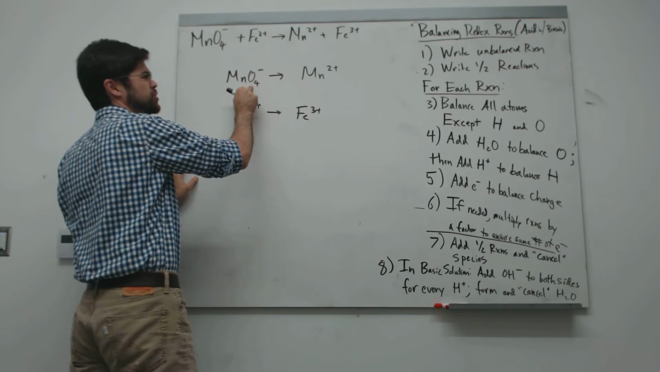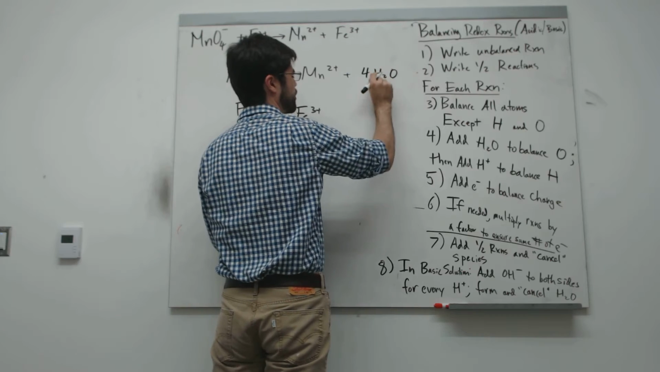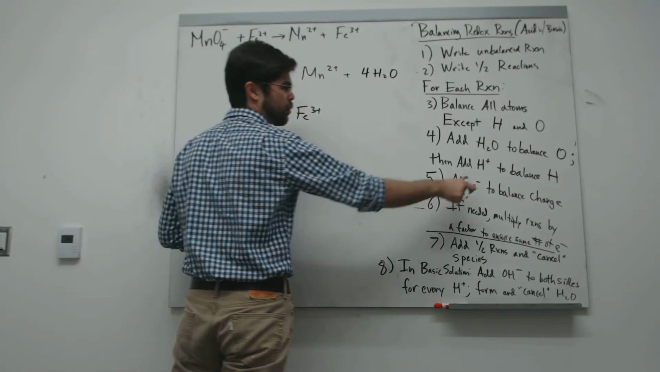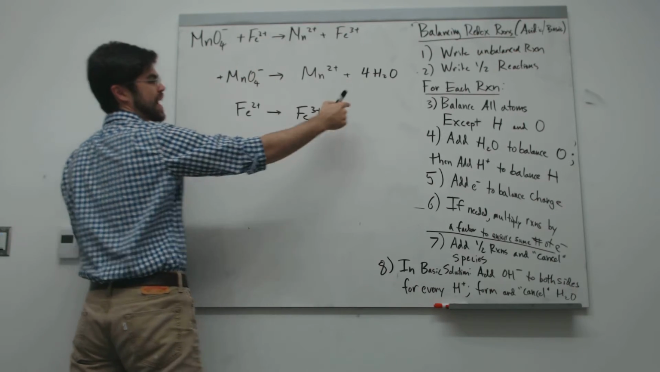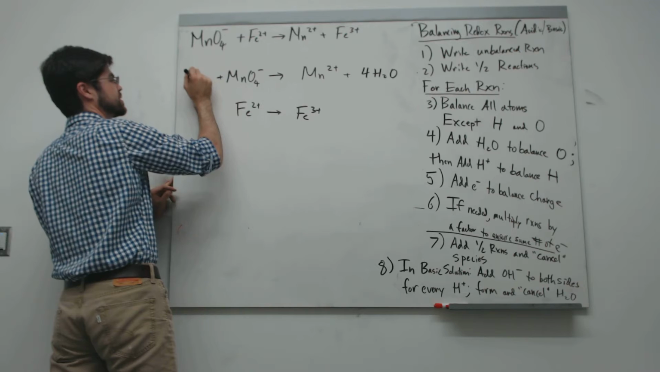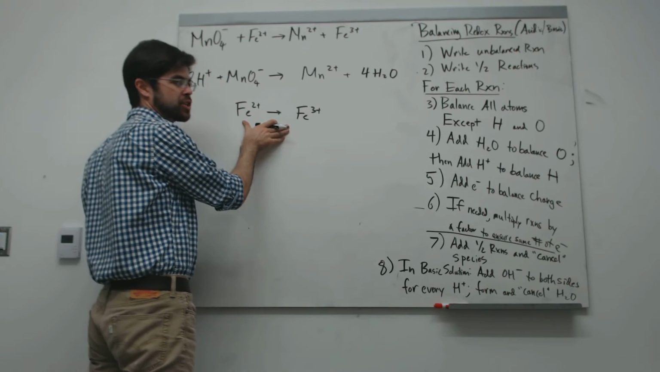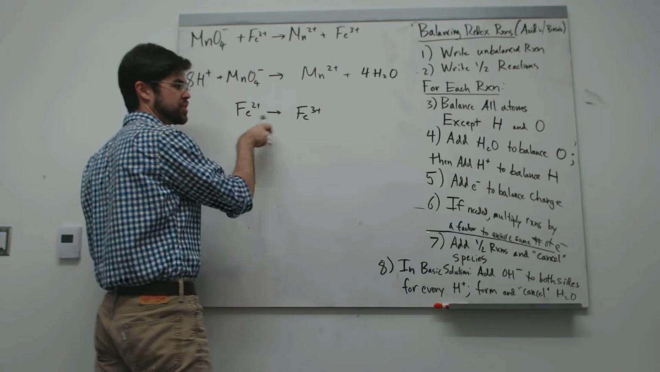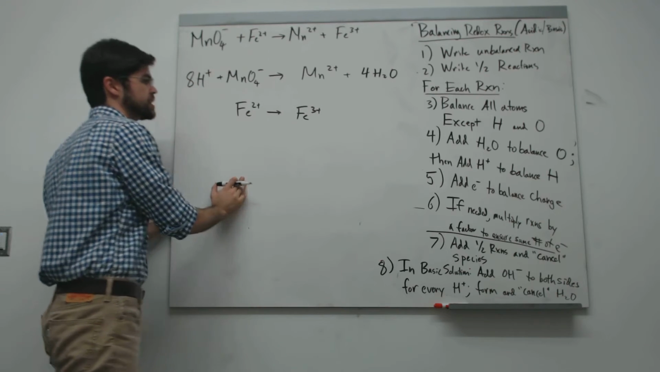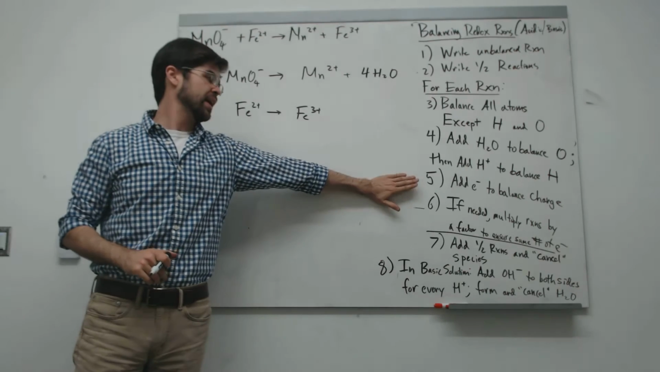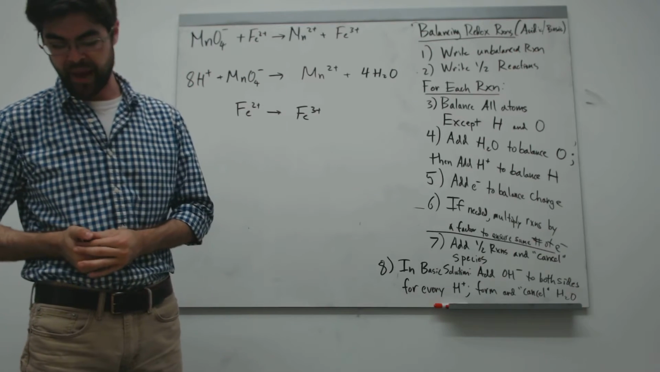So I've got 4 oxygens over here. I'll need to add 4 oxygens in the form of water over there. And then if I want to balance the hydrogens that I just added, there's actually 8 hydrogens here, so I will add 8 hydrogen ions over there. This reaction, no oxygens to balance, it's done, and no hydrogens to balance, it's done. So now we're going on to step 5. Add electrons to make sure that the half reactions are balanced.